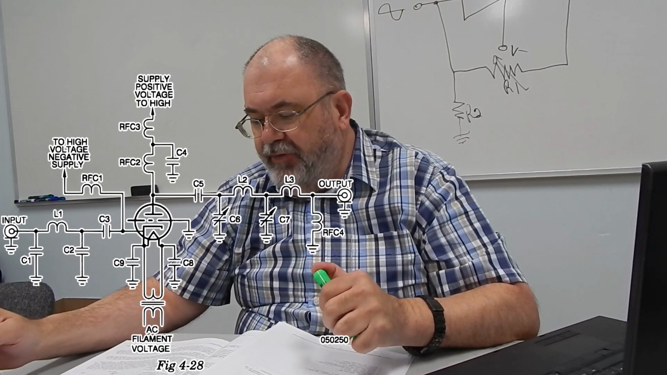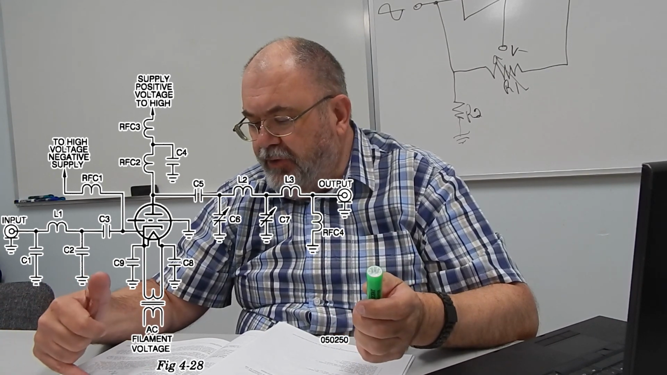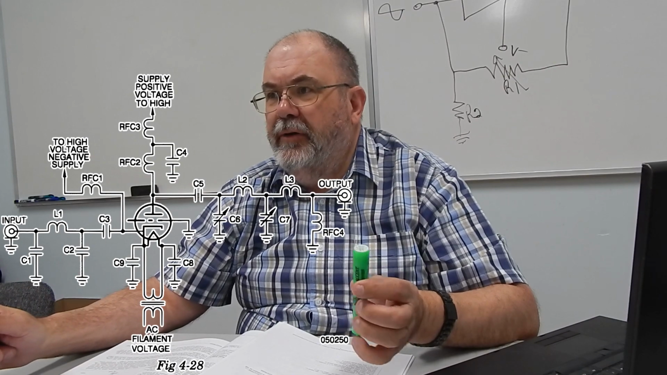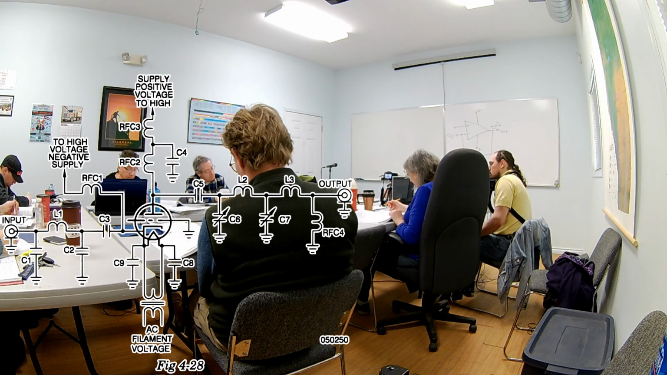We want RF to go to the output. So that RFC2, RFC3, and C4 are stopping any RF from getting back into the power supply. That makes sense? So the only place the RF has left to go is to the right through C5. And what's the function of C5? Just stop any of the DC coming.